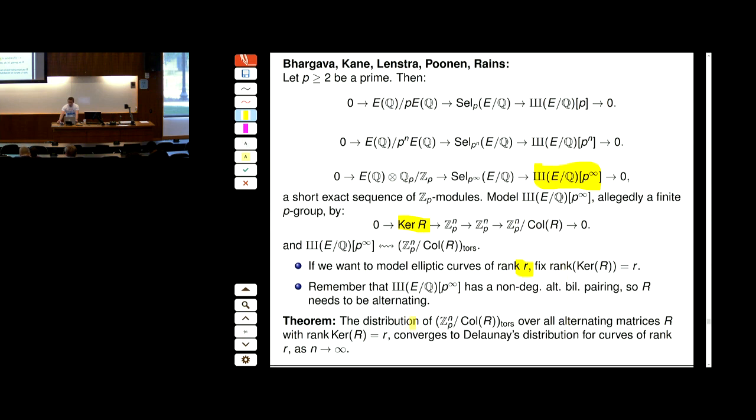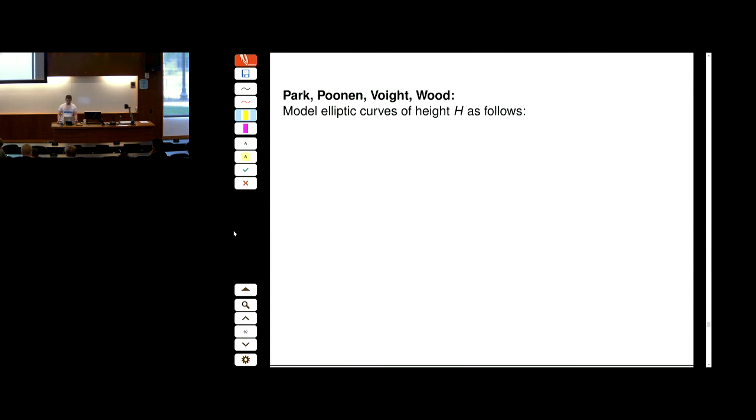You take the distribution of alternating matrices, and then what they prove is that when n goes to infinity, the limit distribution coincides with the Cohen-Lenstra distribution that comes from Delaunay's model. Okay? So very cool. It gives some weight to the heuristics of Delaunay on the distribution of Sha.